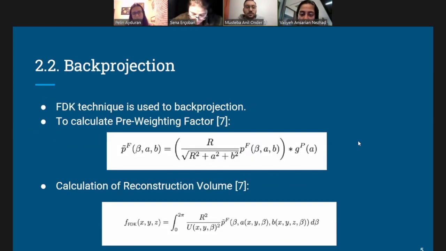The second method that we used in our project was back projection. We used filtered back projection, which is an algorithm for reconstructing the image from its projections, which requires measuring the integral of the image intensity along two specific directions. This algorithm is commonly used in CT imaging, where a beam of X-rays is passed through a patient and the attenuation of X-rays is measured as they pass through the body. But we used a specific algorithm of this filtered back projection, which is FDK.